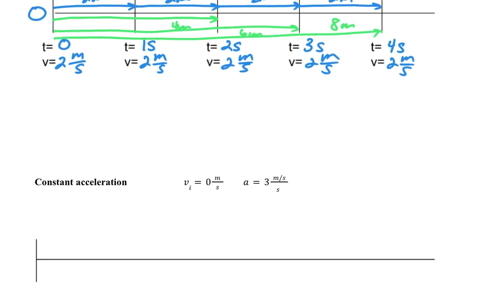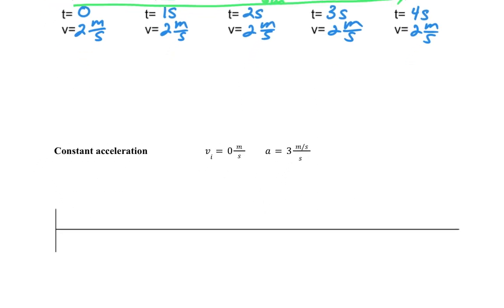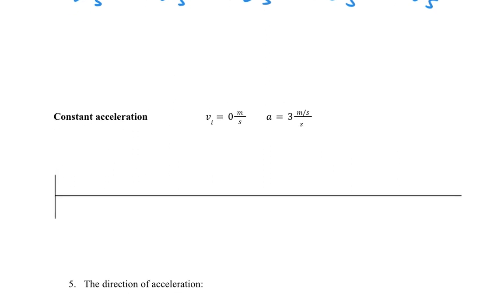Now let's take a look and see how this changes when we're looking at a constant acceleration situation. In this case, we're going to start off with an initial velocity of 0. We're not going to let the object reach any kind of a cruising speed. But we are going to give a value for the acceleration. It's no longer 0. It's 3 meters per second per second. And I wrote it that way on purpose, because I want to make sure we understand what's actually happening here.